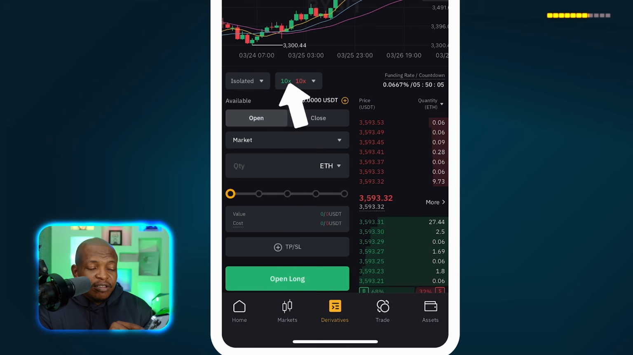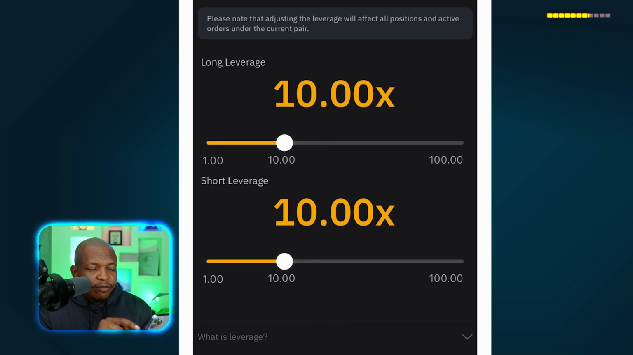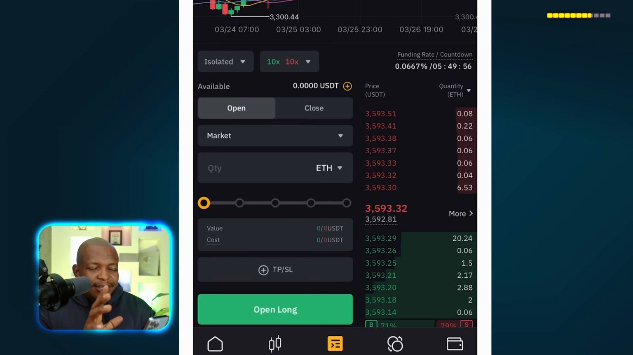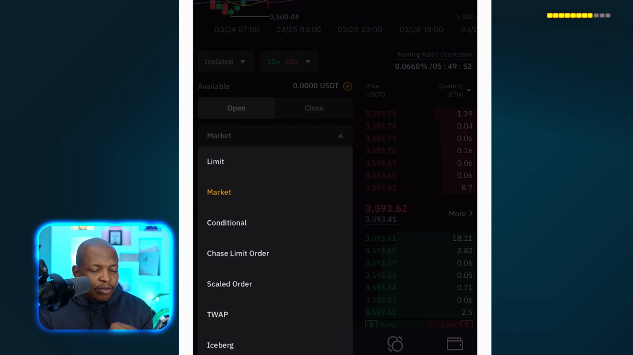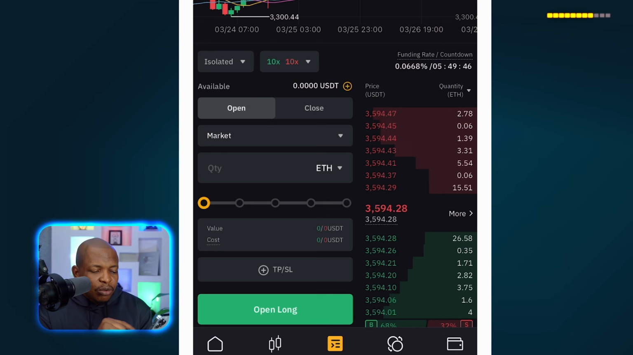When it's on isolated, this is where you enter your leverage. So leverage for long, leverage for short. You enter this for each trade you take using my strategy. And this is your market order. You mainly use only the market order and the limit order.